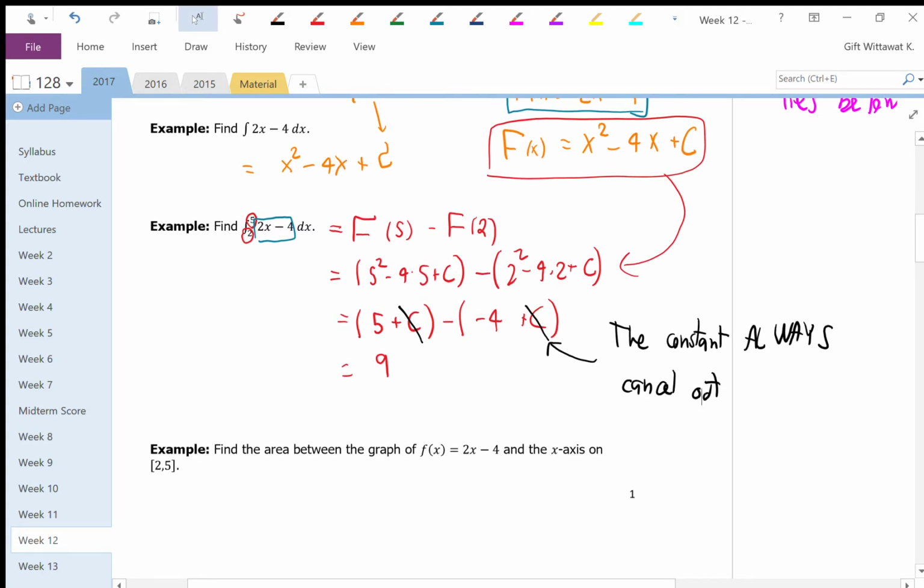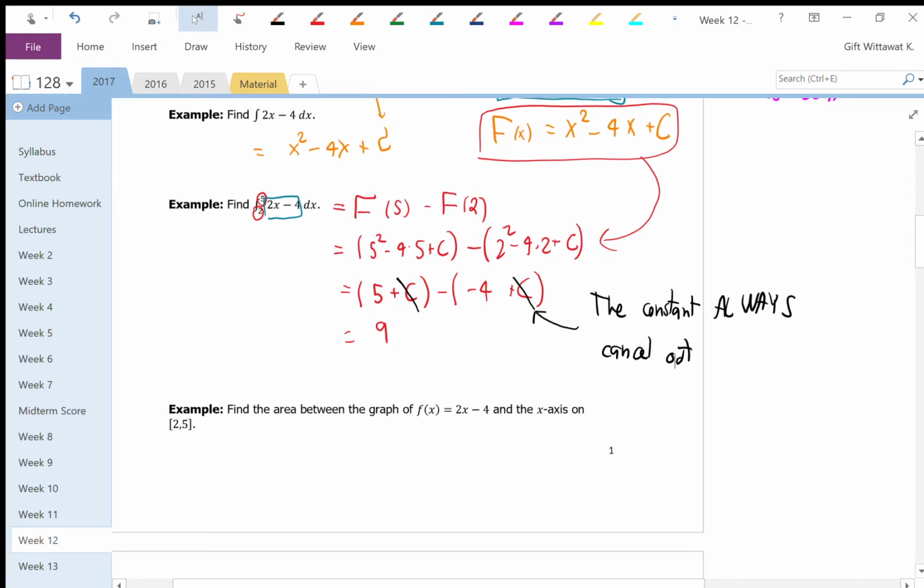For the next part, I'd like to find the area between the graph of 2x minus 4 and the x-axis on 2, 5. This graph is a line, so it's pretty easy to draw. It's going to intersect the y-axis at negative 4, and it's going to have slope 2. It's going to cross the x-axis at 2. So when it goes from 2 to 5, the graph looks exactly like this. So it's actually going to be just a triangle.